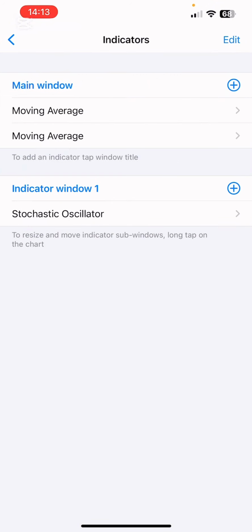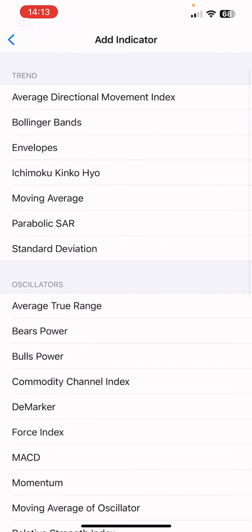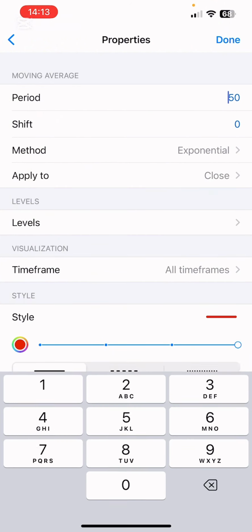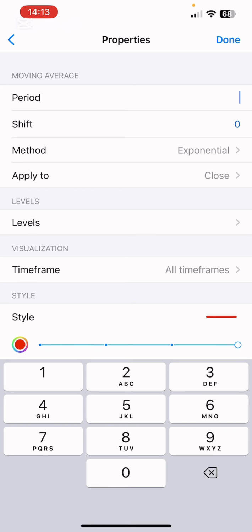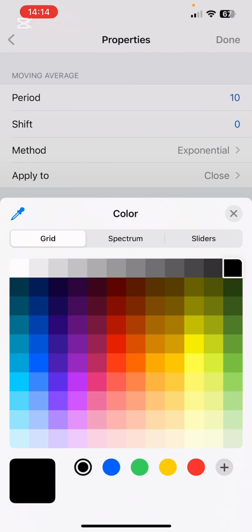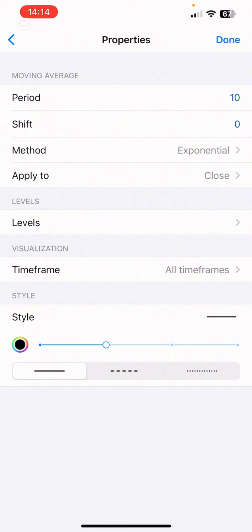So now we go back to the indicator. Under indicator window 1, forget about the main window now. Under indicator window 1, tap in again. We are going to add a moving average. The period is going to be 10. The shift is 0. The method is exponential. Apply to is close, and we are going to change the style color to black. If the thickness is low, you increase it.